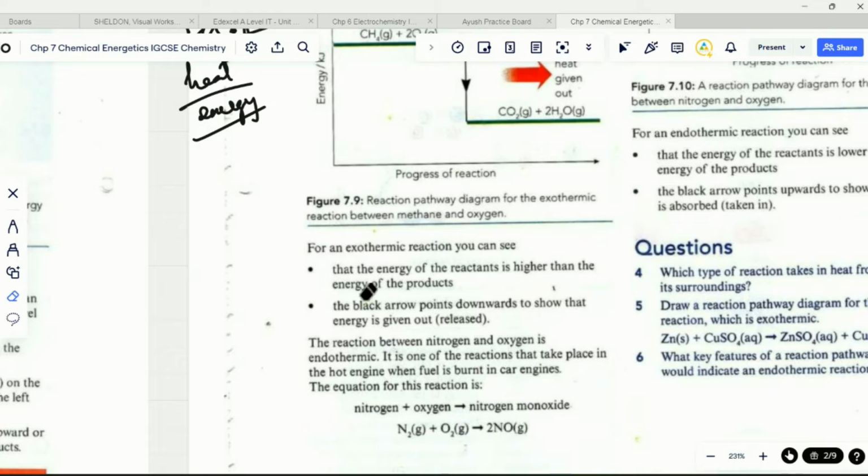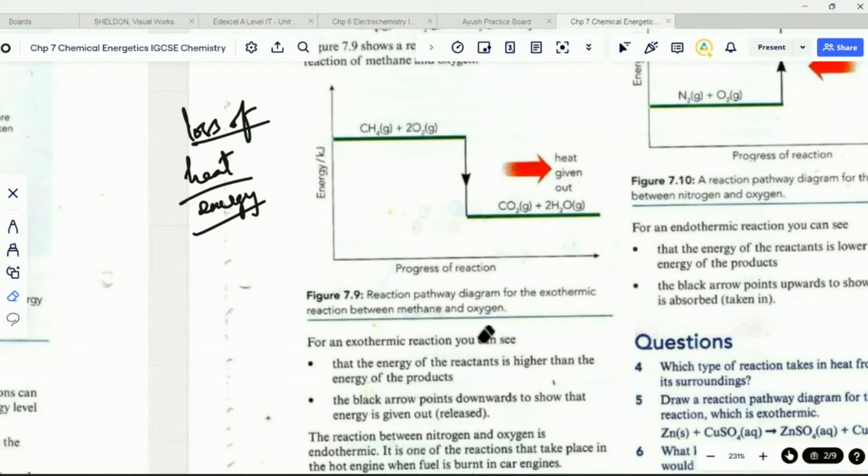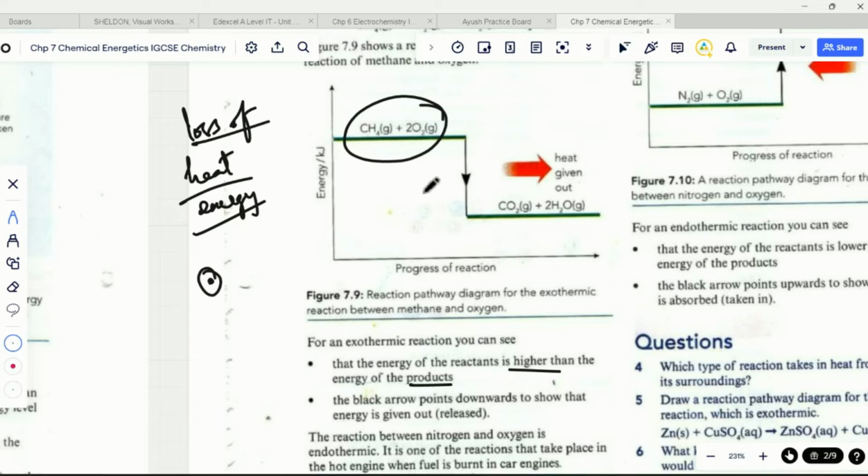Okay. So for an exothermic reaction, you can see that the energy of the reactant is higher than the energy of the products. So make notes from here. You must remember that whenever we have an exothermic reaction, the energy of the reactant will always be higher than the energy of the product. Remember this part. The black arrow points downwards to show that the energy is given out or released. The energy is being released. Basically, that's why they are indicating it with a downward arrow.